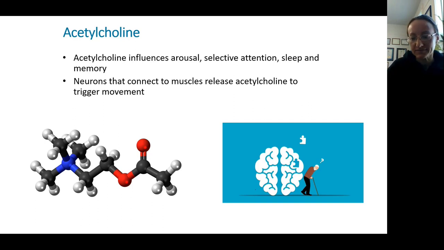On to acetylcholine. Acetylcholine has an influence on arousal, on selective attention, that's when you decide that you're going to pay attention to something, on sleep and on memory. It also has a role in muscle movement. Neurons that connect to muscles and tell the muscle to do something release acetylcholine to produce the movement. Alzheimer's dementia is associated with the loss of cholinergic neurons that produce acetylcholine.